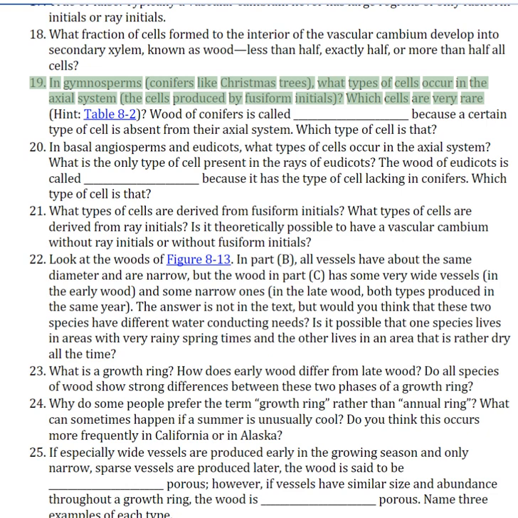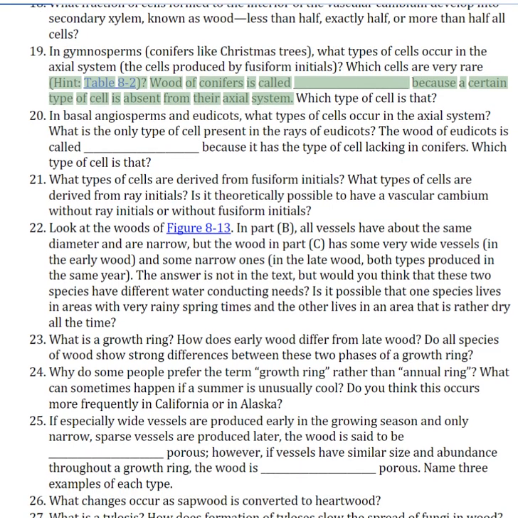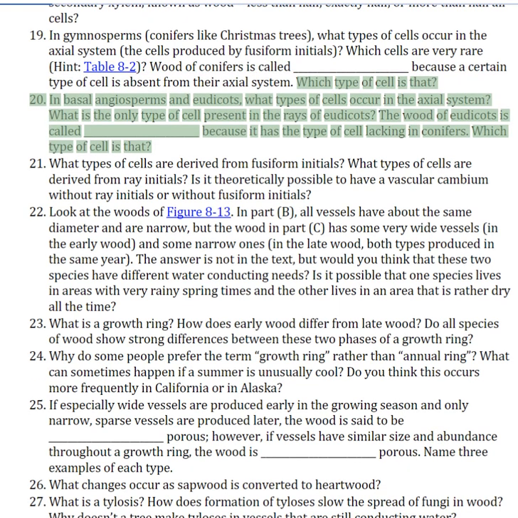19. In gymnosperms, what types of cells occur in the axial system? Which cells are very rare? Wood of conifers is called softwood because a certain type of cell is absent from their axial system. Which type of cell is that?